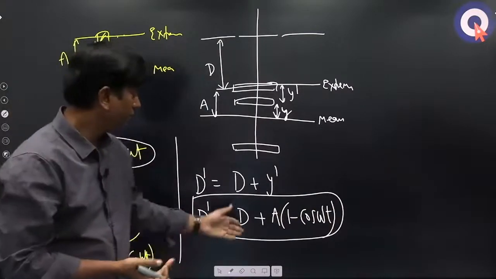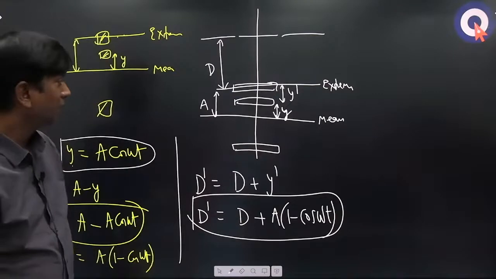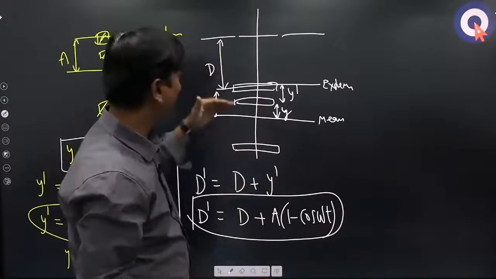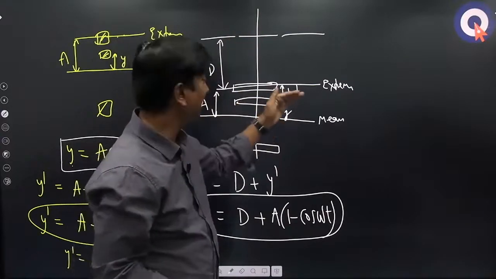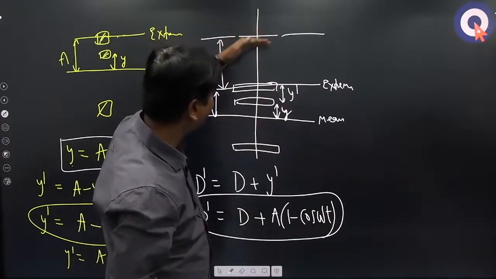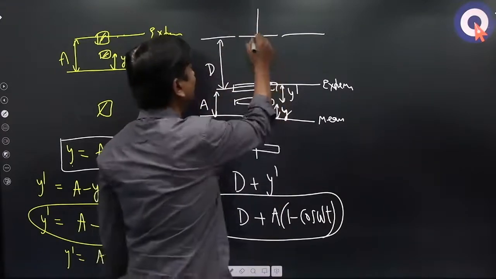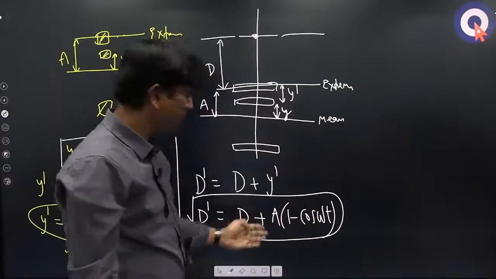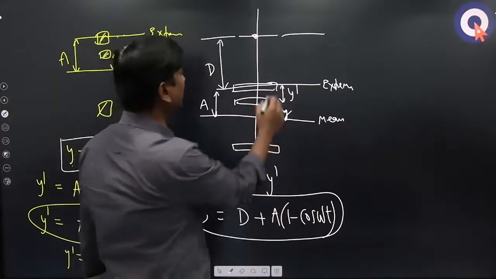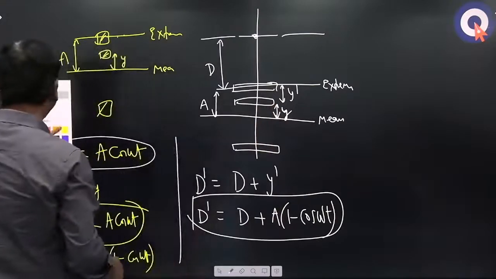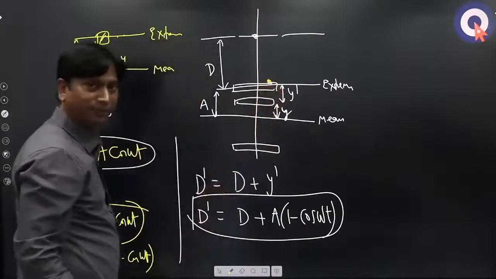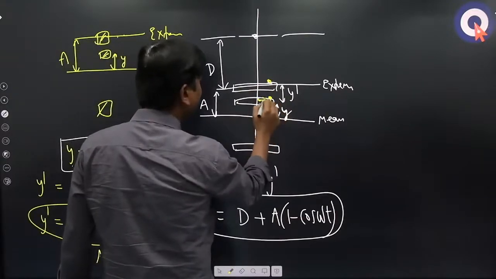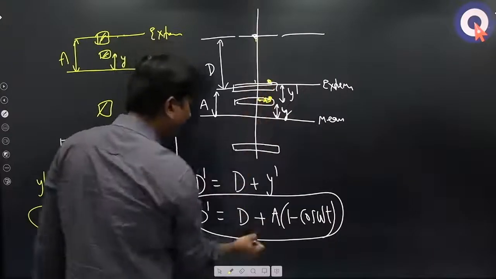Right. So once you are getting the D dash, that itself is the Y coordinate of the maxima, because the Y coordinate of the maxima is nothing but the distance of the screen from the origin. Correct or not? The nth maxima will be somewhere here, let us say. This is your x coordinate and this is your y coordinate. Y coordinate you have already written.